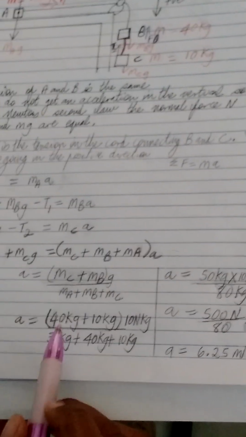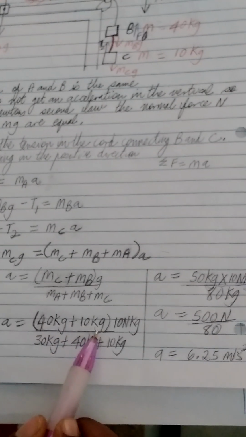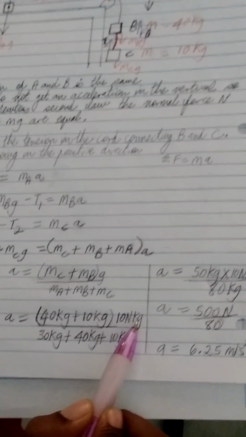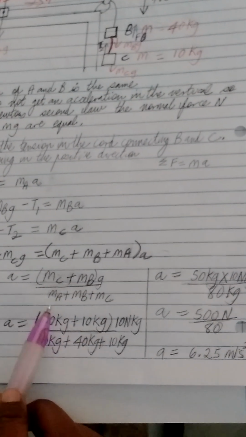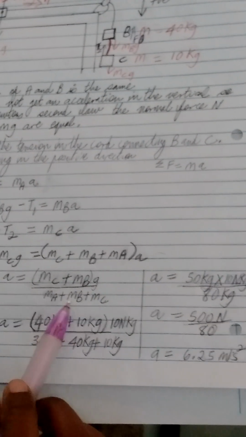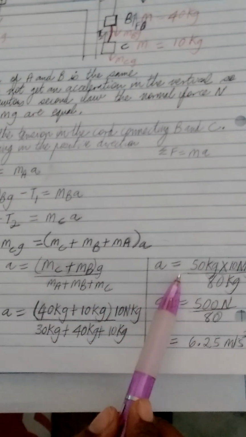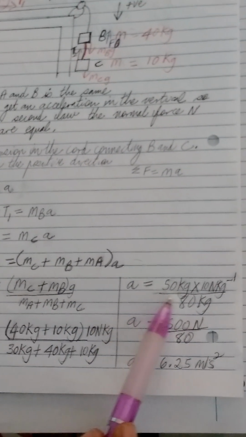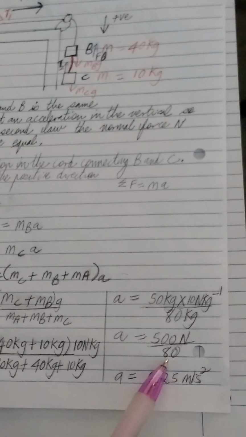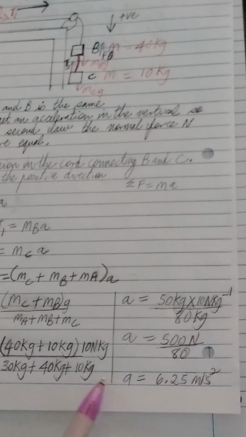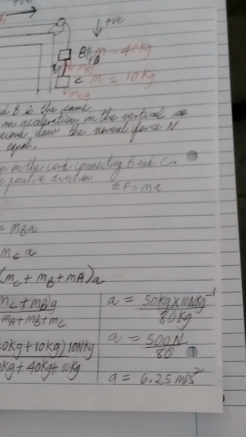So here we have our acceleration being (40 kilograms plus 10 kilograms) times 10 Newton per kilogram, which is gravity on Earth, divided by 30 kg, which is the mass of A, 40 kilogram, which is the mass of B, and 10 kilogram, which is the mass of C. When we substitute, we get 50 kilograms times 10, which is 500 Newton, divided by 80 kilograms. When we divide that, we have acceleration equals 6.25 meters per second squared.